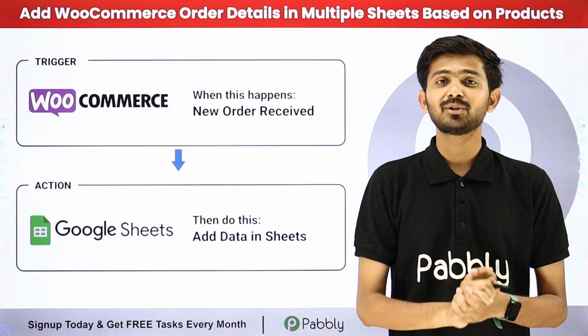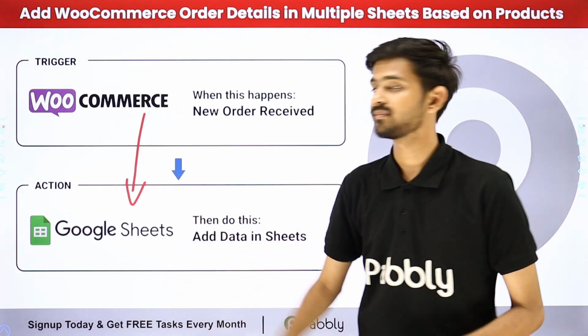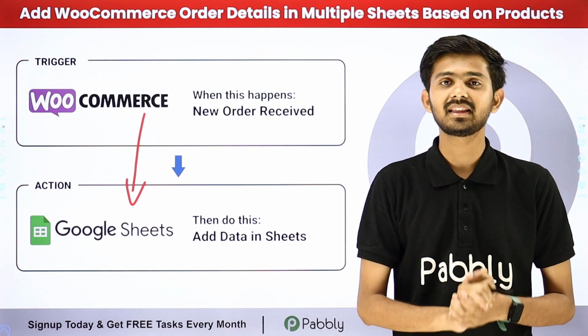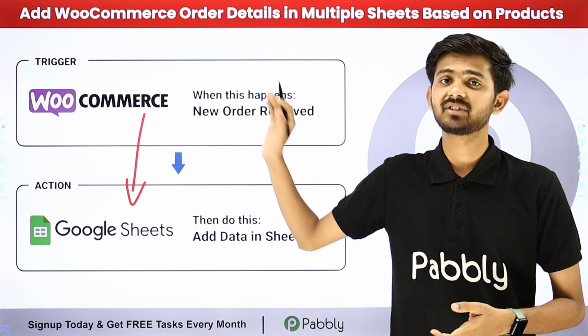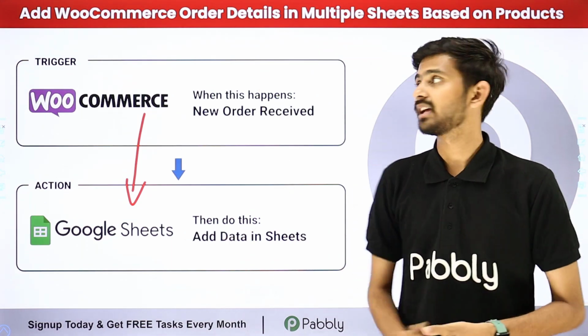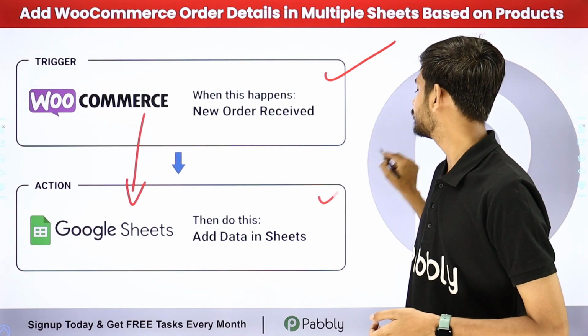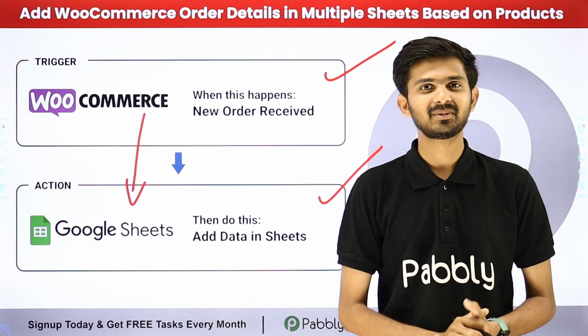For that, I have to build a simple connection between WooCommerce and Google Sheets. For building this connection, I'm going to use Pabbly Connect, which is an amazing software for automation and integration. In Pabbly Connect, I have to use trigger and action. In the trigger application, I'm going to use WooCommerce. In the action application, I'm going to use Google Sheets. So how am I going to build this connection? For that, let me take you to my computer screen.